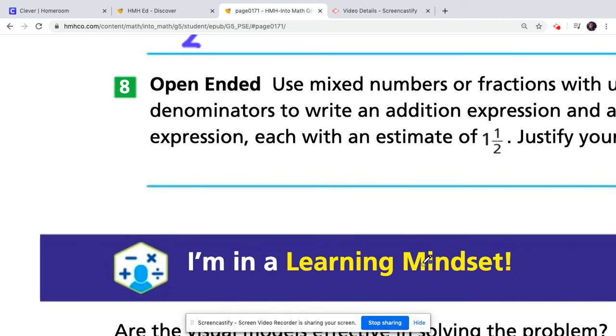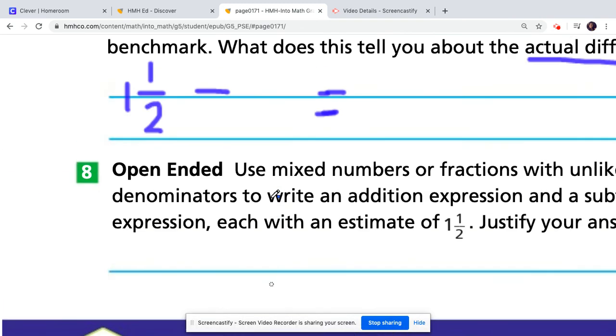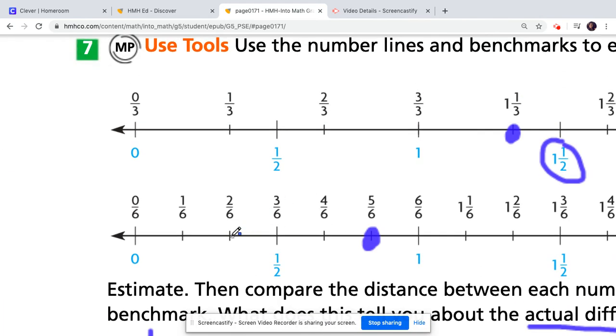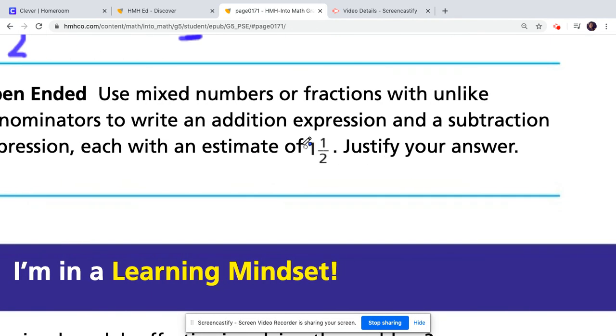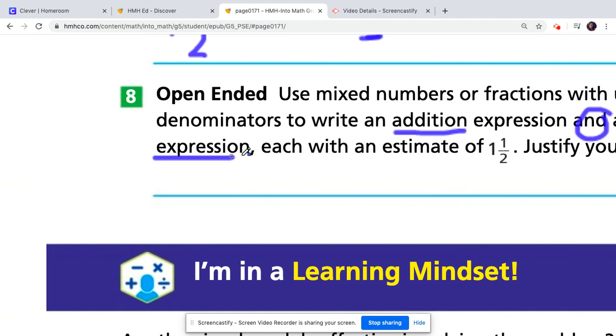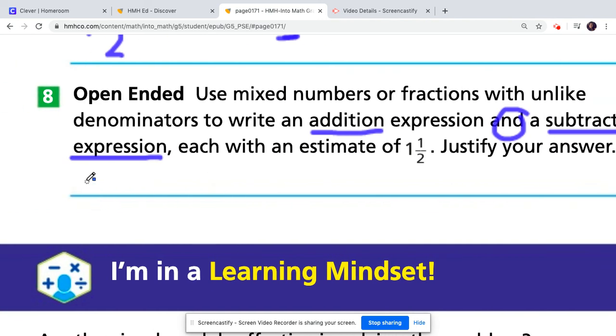So let me go ahead and do an example for you. I'm going to use some of the fractions that are up here. So I'll use 2/6. 2/6 is close to half. First, I'm going to write an addition one, and then it wants me to do a subtraction expression. So I have 2/6, and then I'm going to do addition, and then I'm going to do 9/10. So that's one we already did together. So I know this is my expression right here.